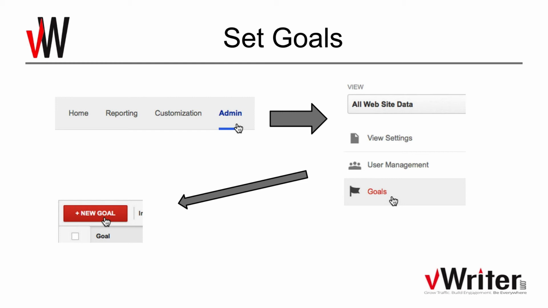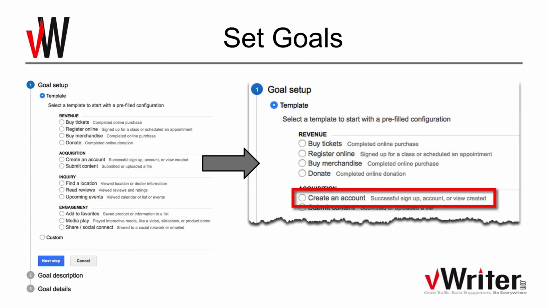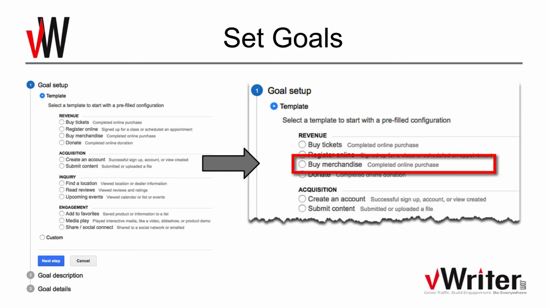And the next bit can appear to be slightly confusing at first, but it's really about just selecting the most suitable option for you. Don't worry too much about it. Generally, in terms of opt-ins, I would choose the create an account option there to signify a new lead for yourself. You may want to pick another option, but that tends to be the option that I go for. If it's about a sale on your website, if you're setting up a goal that reflects somebody purchasing from you, then generally go for the buy merchandise option. But again, just pick what seems to be most appropriate for you.